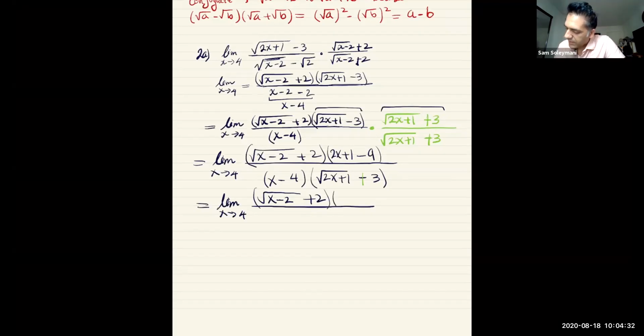So there we have 2x plus 1 minus 9, which is negative 8, divided by that x minus 4 root 2x plus 1 plus 3.